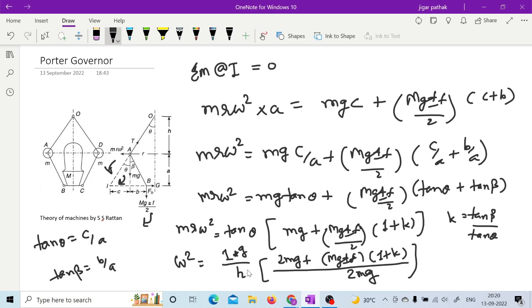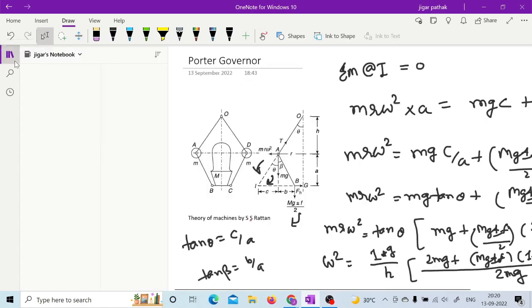So omega square is equal to g by h can again be replaced with N square is equal to 895 by h, right? And you can take different cases. You can assume that k is equal to 1, it means tan beta is equal to tan theta. If you take that, what will happen to this particular equation? Or you can consider that friction is 0, or you can consider both, that k is equal to 1 and f is equal to 0. So you can consider those special cases and simplify this equation. So this is how you have this relation in the Porter governor.